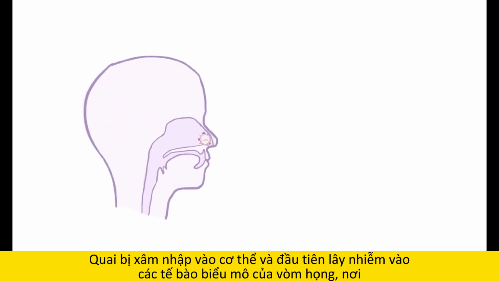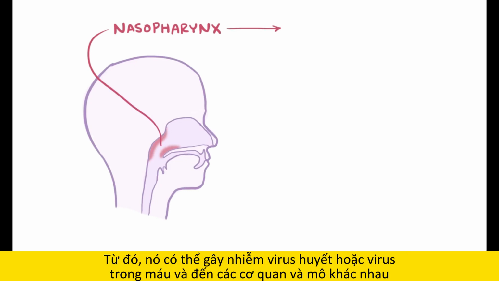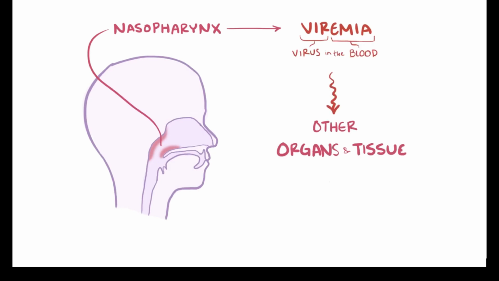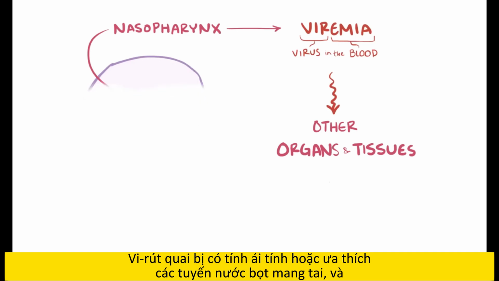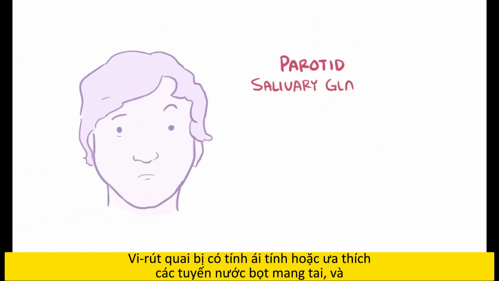Mumps enters the body and first infects the epithelial cells of the nasopharynx, where it starts replicating and causing local damage to the tissue. From there, it can cause viremia, or a virus in the blood, and reach various organs and tissues. The mumps virus has tropism, or preference for, the parotid salivary glands.